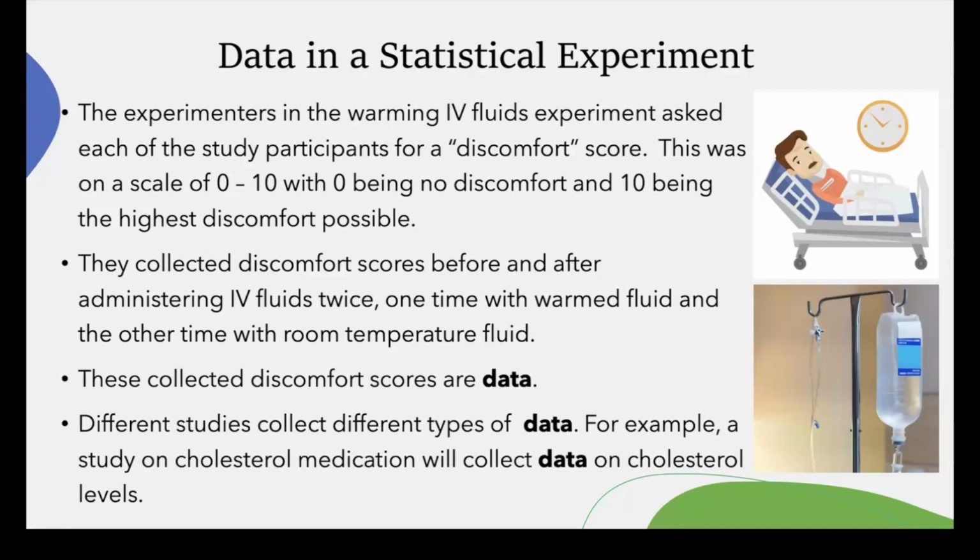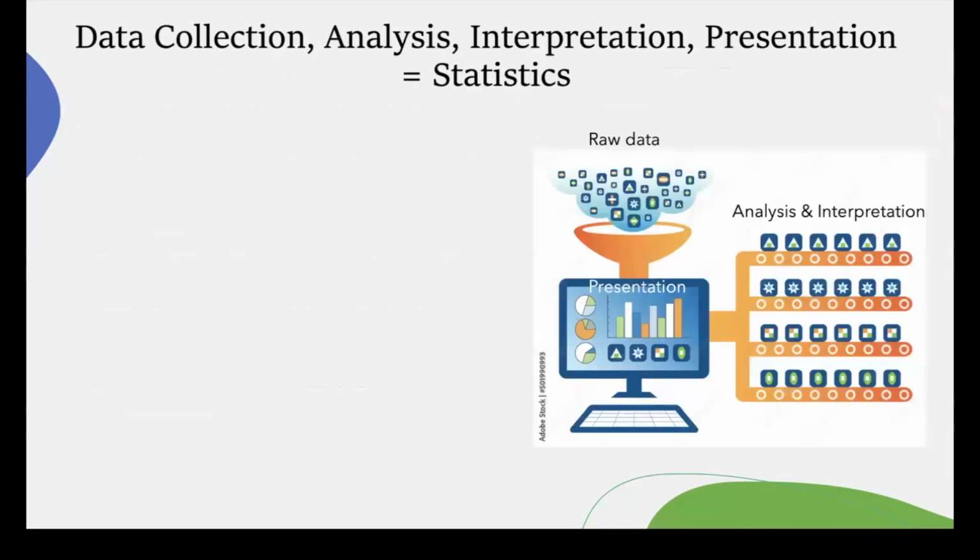A different study, perhaps a study on blood pressure, would be collecting data of a different form. It would be collecting likely blood pressure measurements, or perhaps a different study on cholesterol would be collecting cholesterol levels. So data can take on different forms. In this particular experiment, the data is a discomfort level score from 0 to 10. Other studies have different data.